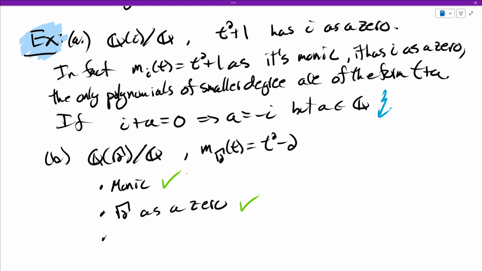Is it the one of smallest degree? Yep. Why is that? Well, the only smaller degree is linear ones, but if it's a linear guy, it would mean that root 2 is a rational number. And according to homework 1, root 2 is not a rational number. All right, let's do another one.